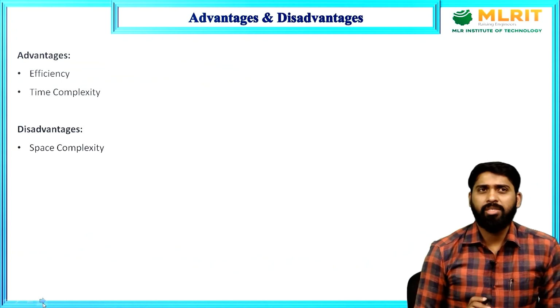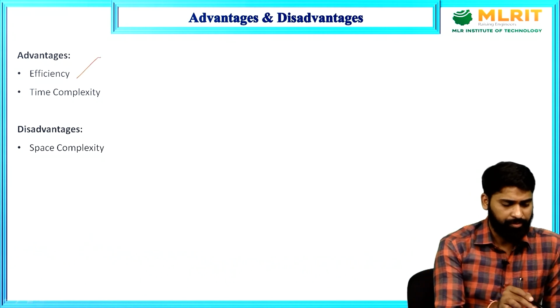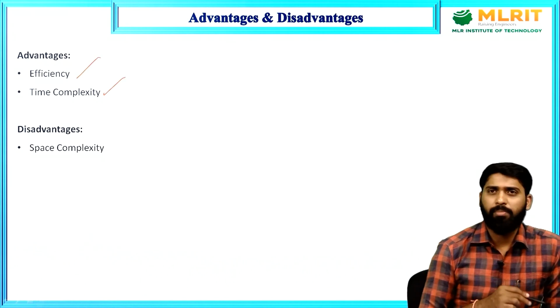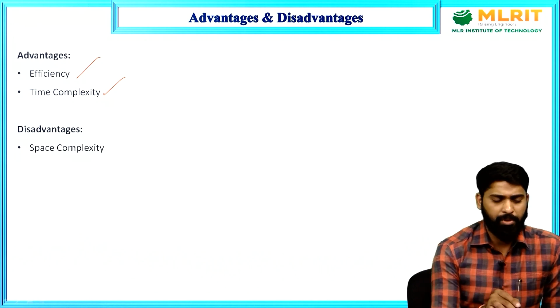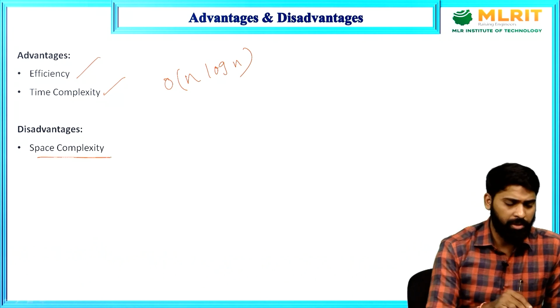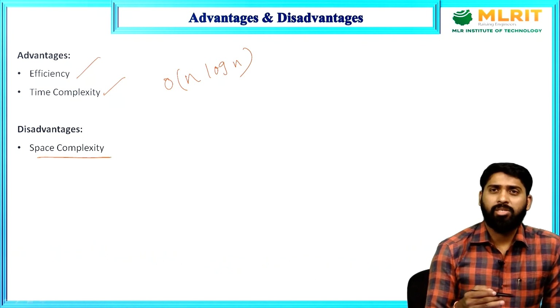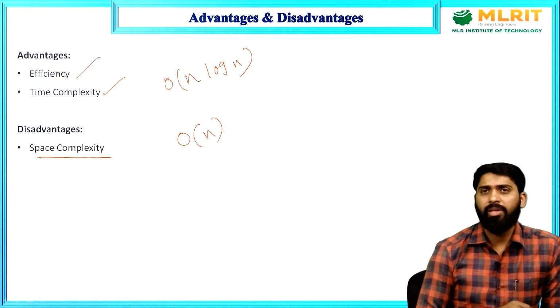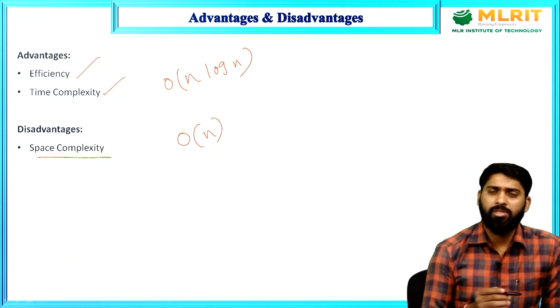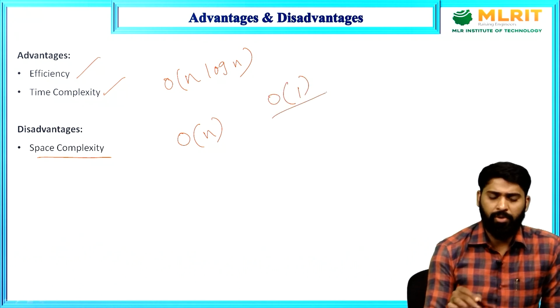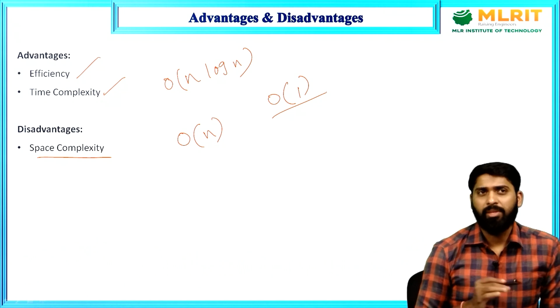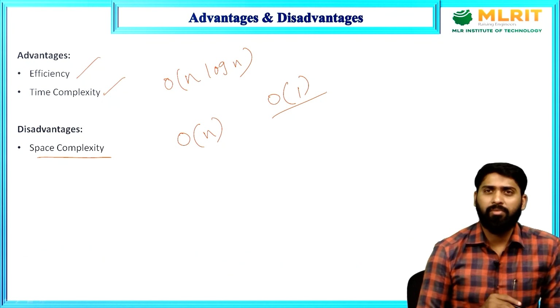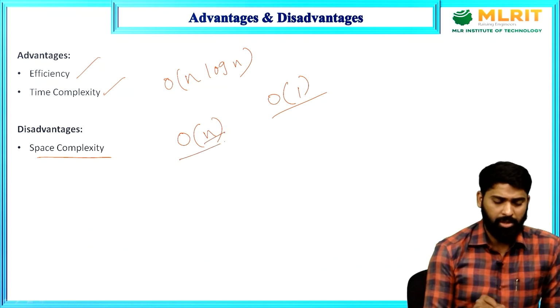Advantages and disadvantages of merge sort: it is efficient, and another advantage is time complexity. For all the cases, the time complexity is big O of n log n. The disadvantage is space complexity. Merge sort requires extra space to store values, so the space complexity is big O of n here. For bubble sort, selection sort, insertion sort, the space complexity is big O of 1, we don't need any temporary arrays. But in merge sort, we need a temporary array of size n. So, the space complexity for merge sort is big O of n here.